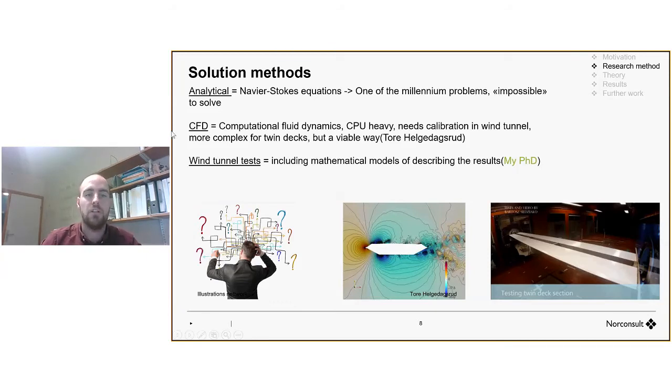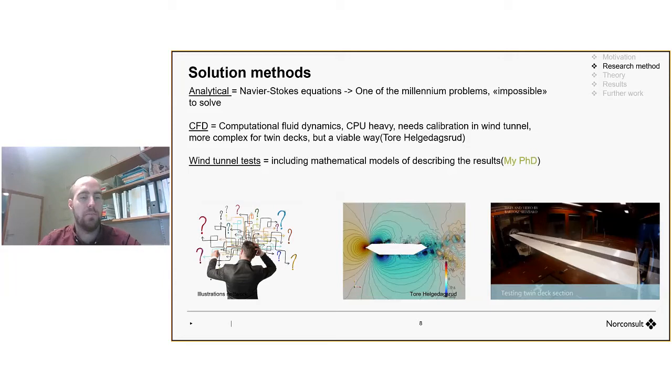You can do CFD modeling. For the structural engineer to understand this, it's kind of finite element methods for fluids. It's really CPU heavy if you're trying to include a lot of details. But it's a viable method, and in our research group, Tore Helgedagsrud is doing this approach, and it seems like it's more complex for twin deck sections because the turbulence downstream hits the next cross section. But yeah, we can wait for his webinar to see his results.